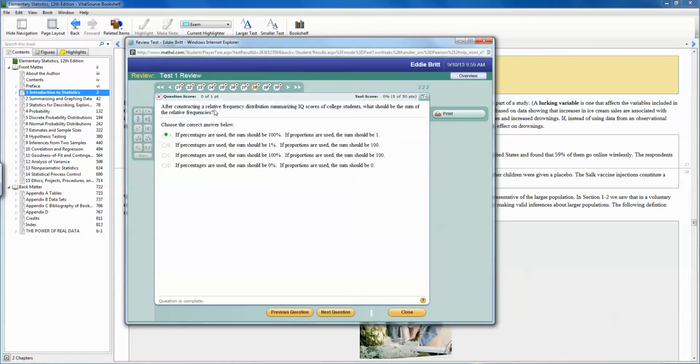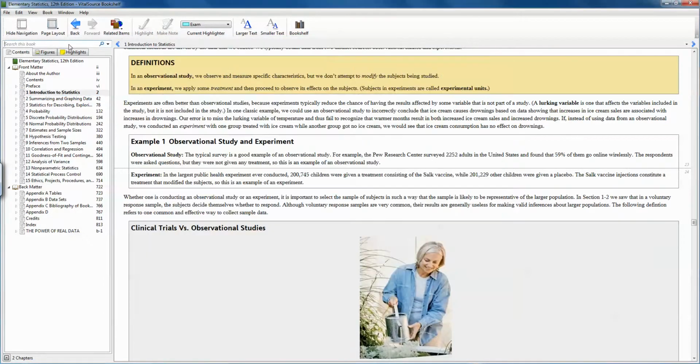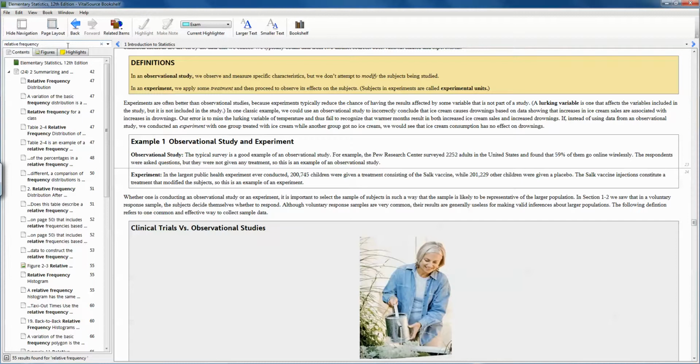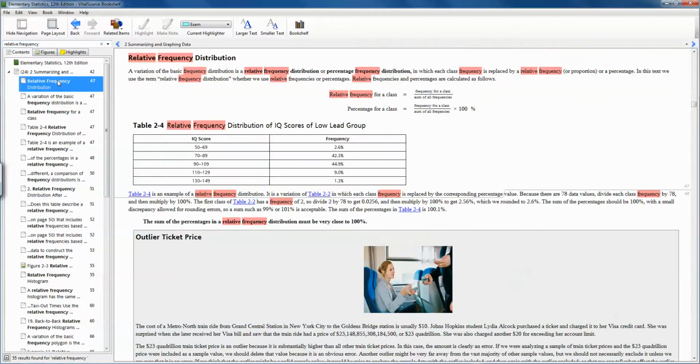After constructing a relative frequency distribution summarizing IQ scores of the college students, what should be the sum of relative frequencies? So let's take a look at a relative frequency distribution real quick. Relative frequency distribution.